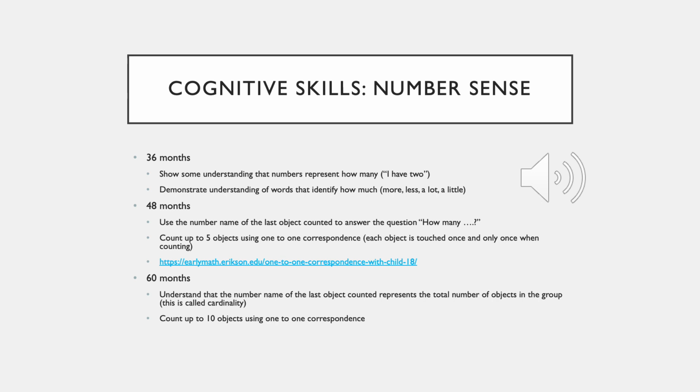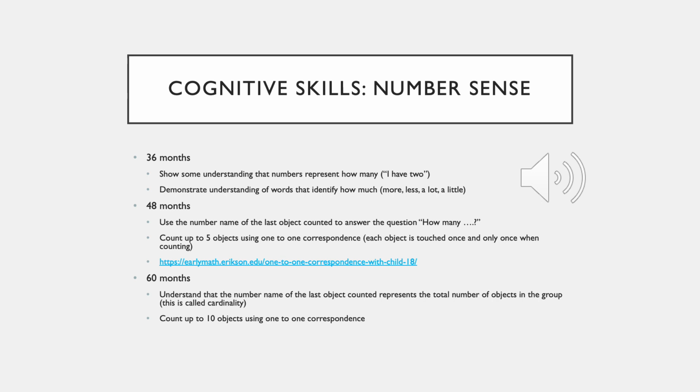And then around 5 years old, I'm just going to jump to the last bullet to look at children being able to count up to 10 objects using one-to-one correspondence. So doubling that number that they're able to count with, and seeing that they can understand the name of the last object counted and how it represents the total number of the group. So this is a little bit different than what we were talking about for our 4-year-olds.